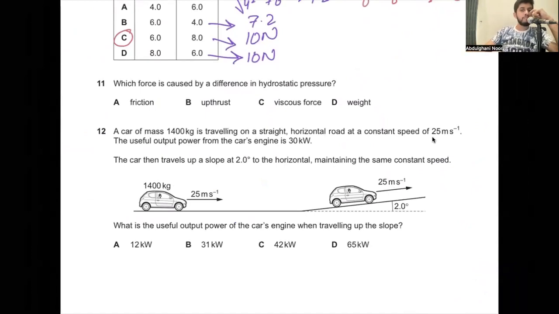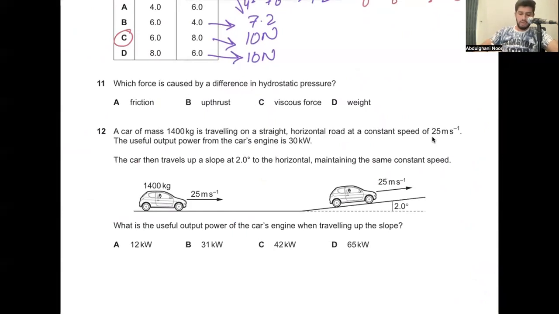Question 11 says, which force is caused by a difference in the hydrostatic pressure? Pressure difference की वजह से कौन सी होती है? Definitely not friction. Viscous force भी नहीं, weight भी नहीं. The answer is B, upthrust.